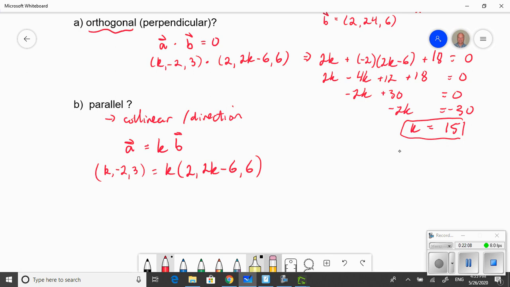Sorry, I'm going to change this variable. I've already used k, so I'm just going to change this. Okay, I better do that. Okay. Look at each of the components and see if there's an easy ratio that you can set up.